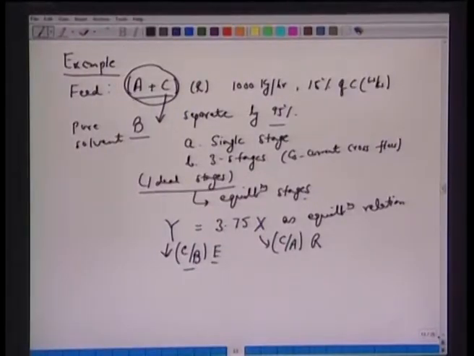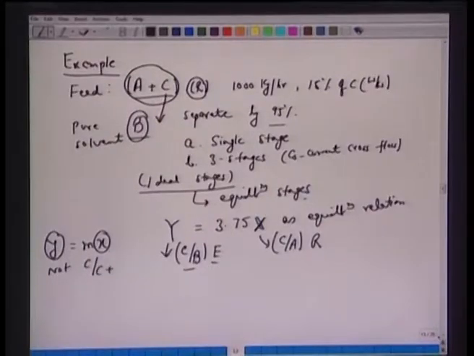So, two streams, A plus C R, is brought in contact with B, and equilibrium is given by y equals 3.75 x. Note, this is not y equals mx with small y and x as mole fractions. This is solute free basis. This is C by B, not C by C plus B or C by C plus A. Here we use this capital X and Y. So, this is all solute free basis, and we have already seen if we use the capital Y and capital X, we have operating curves which are linear.